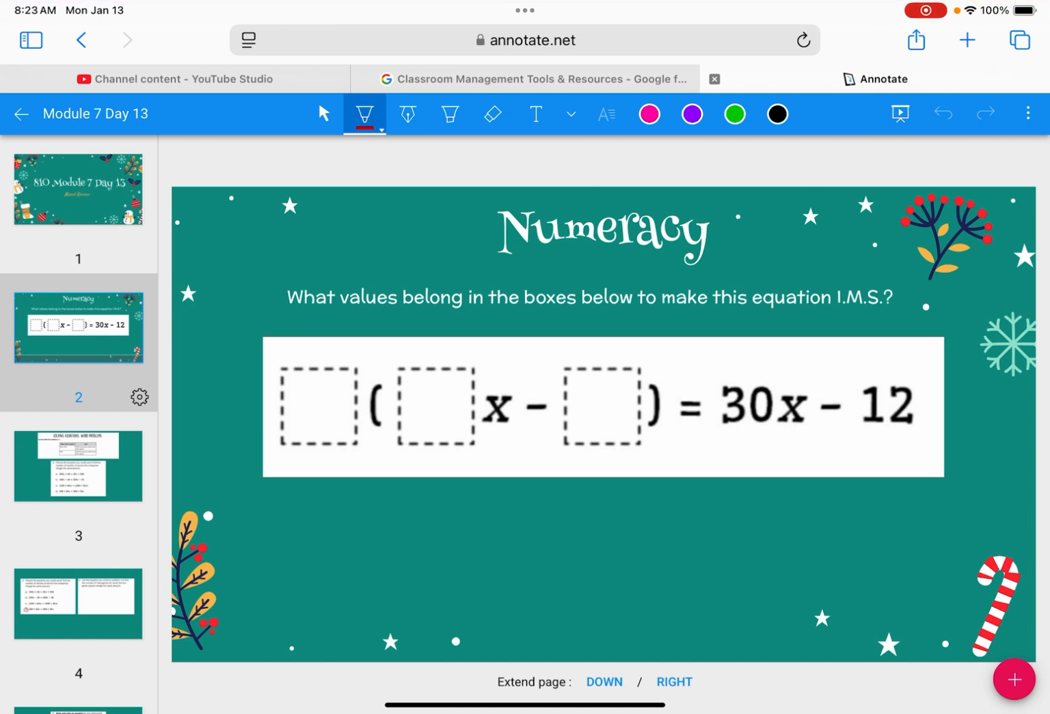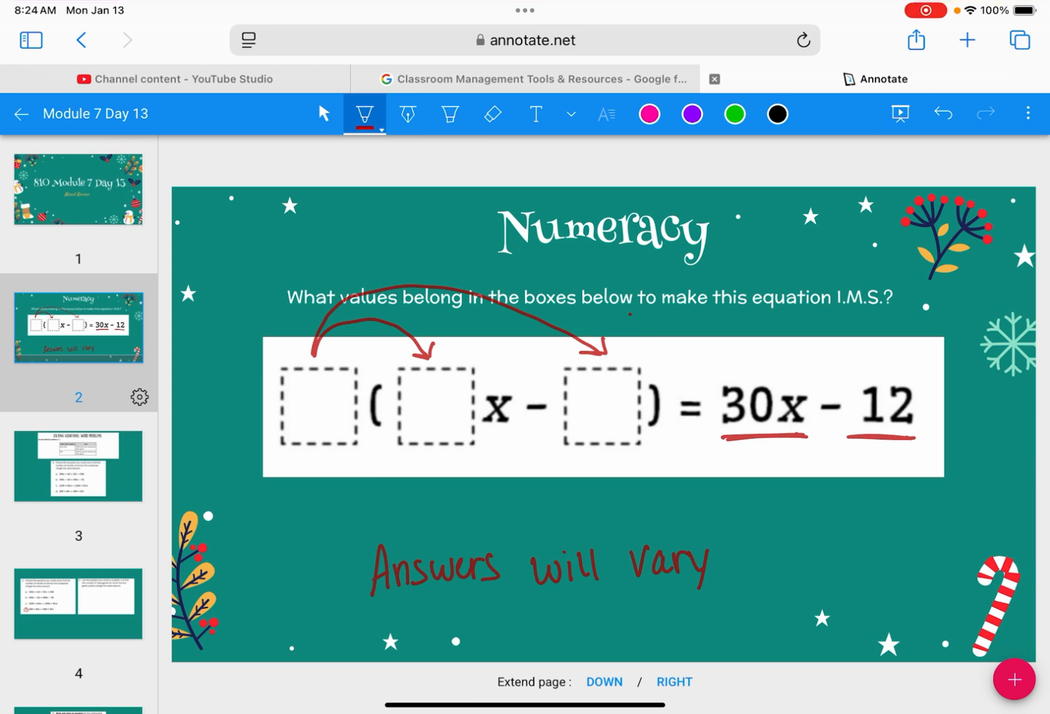To begin with, we'll do this numeracy because this is definitely something we need to know. There are many answers here, so I'm going to write "answers will vary." What that means is there's more than one way you could do this. What you're trying to figure out is what number we could plug in here that, when we multiply it over here, we would get 30x. But the same number that gets multiplied here would also give us 12, or technically negative 12.